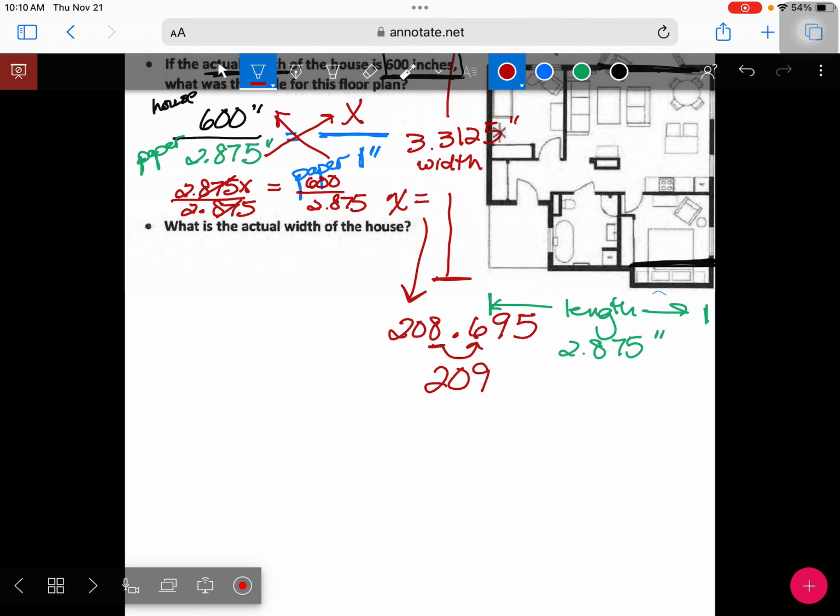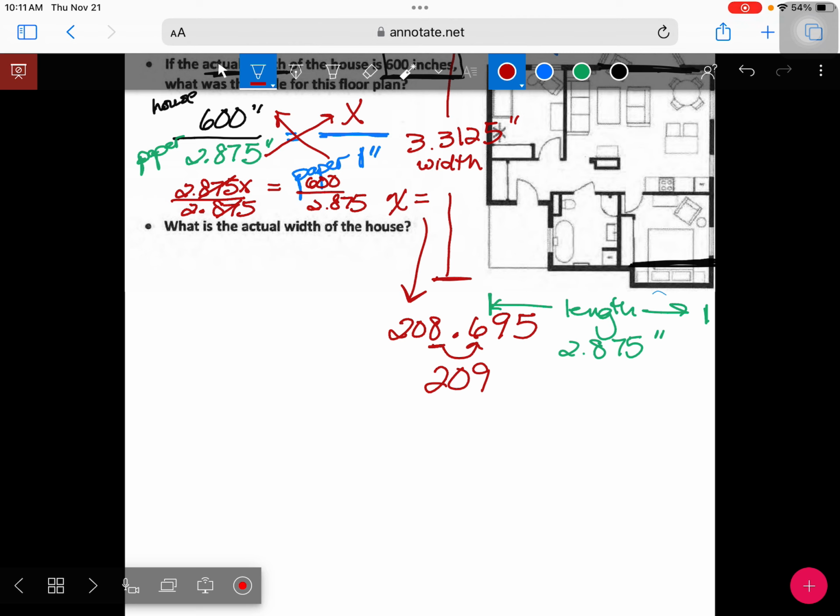What's my units? Should be inches. We have the house as 600 inches. That's the actual length of the house right here. This was its equivalent length on paper. And we're saying, okay, so what's 1 inch going to be?